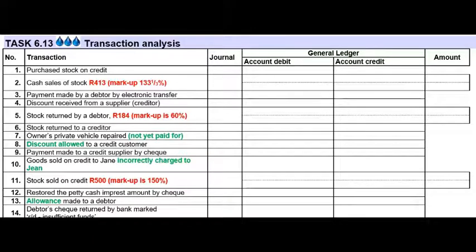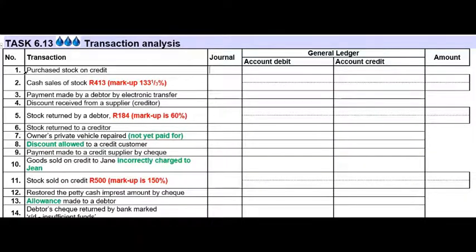This was actually a wonderful exercise in my opinion because it deals with every single new transaction that we have done so far this year. And it deals with it in a format that you guys usually struggle with, which is a transaction analysis format. Okay, so I'm going to go through it one by one.